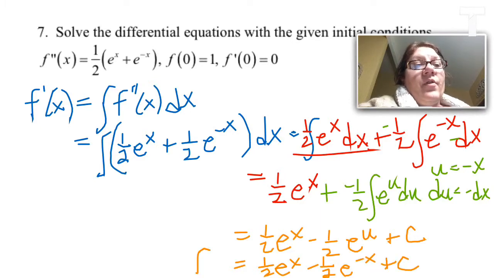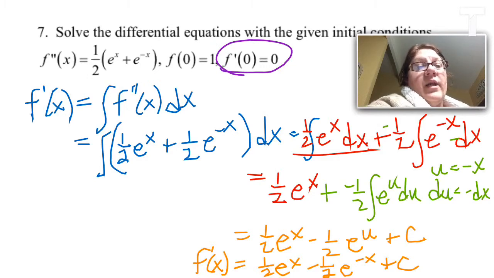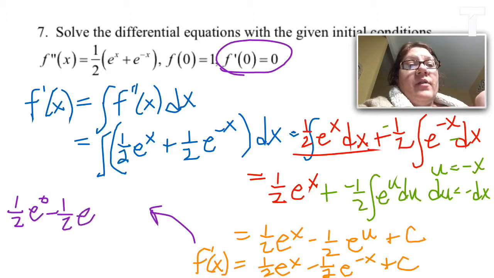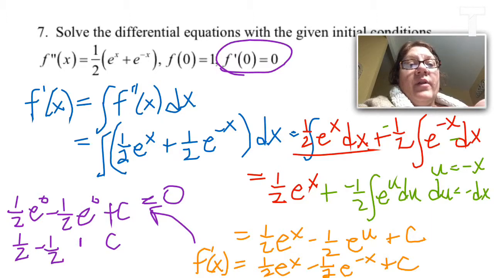So remember, this is first derivative, and I have a value for first derivative. I know if x is 0, then I get 0, which means when I plug in, I'm going to have 1/2 e to the 0 minus 1/2 e to the 0 plus c equals 0. So it'll be 1/2 minus 1/2 plus c equals 0. So c equals 0.